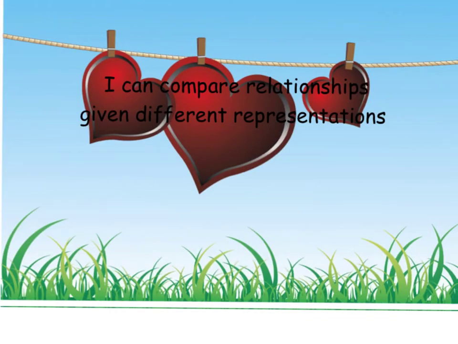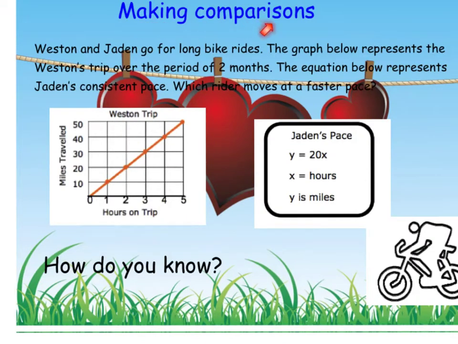So this presentation is going to focus on comparing proportional relationships. We have been looking at different types of proportional relationships on graphs, tables, and equations, and today we're going to compare them. All right, so for this first example, making comparisons, we're going to be looking at Weston and Jaden's long bike rides. Before we look at the details, I want to make sure that your paper is correct because there was a typo on some of the papers. This ran as, I think, 5, 10, 15, 20. Make sure it says 0, 1, 2, 3, 4, 5 on your graph.